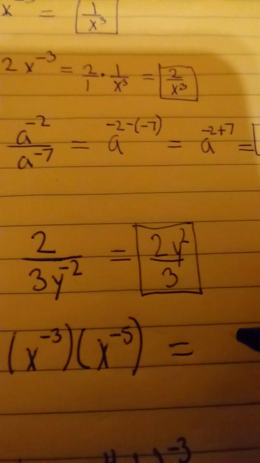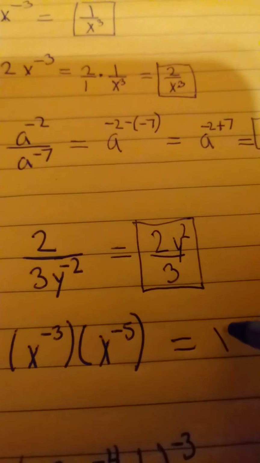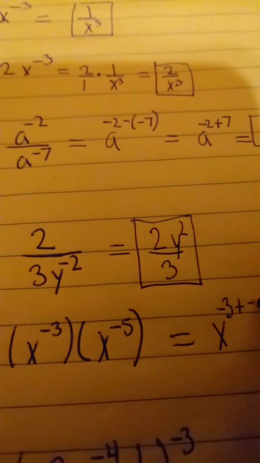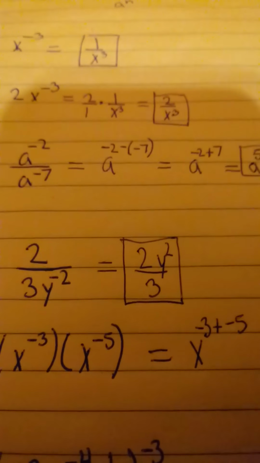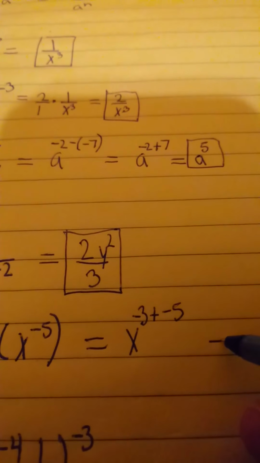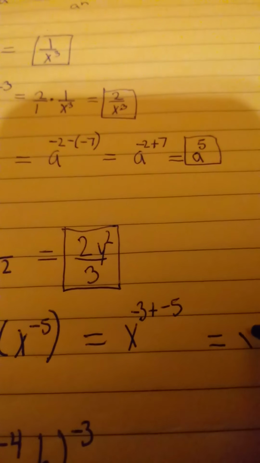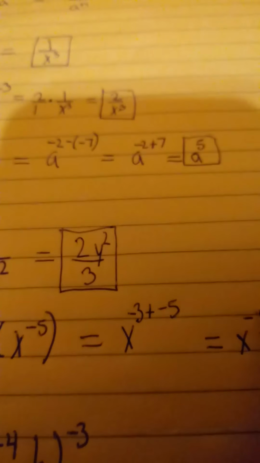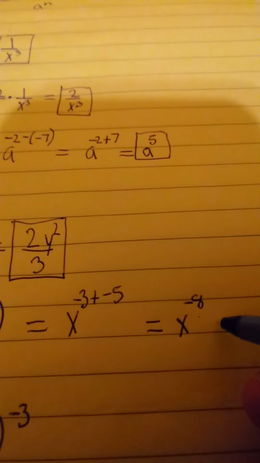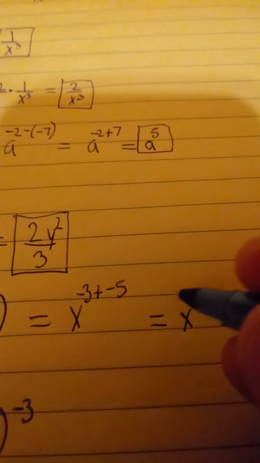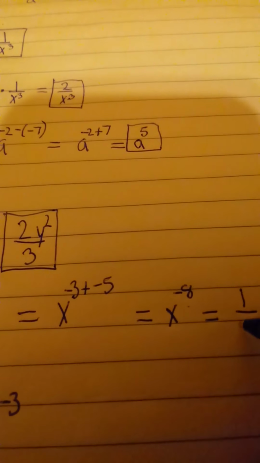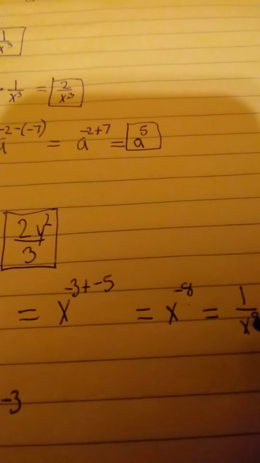We're going to use the product rule here since both of them are the same, so this will be negative 3 plus negative 5. In other words, we're going to wait to use the negative exponent rule. So if we take a look at this, this will now be x raised to the negative 8th. Now in that case, we could go ahead and use the negative exponent rule right there, since we added those exponents. So this will be 1 over x to the 8th. And that would be your answer.